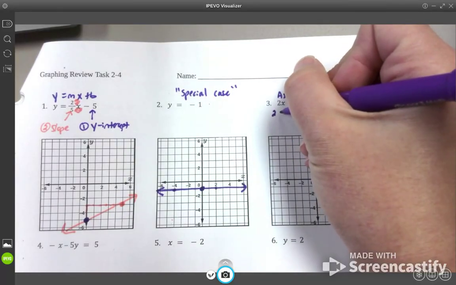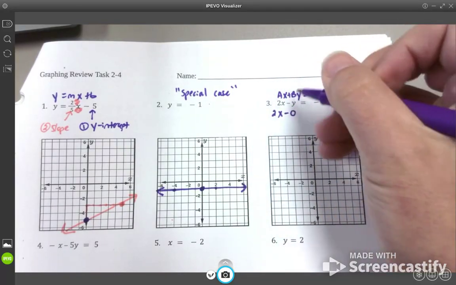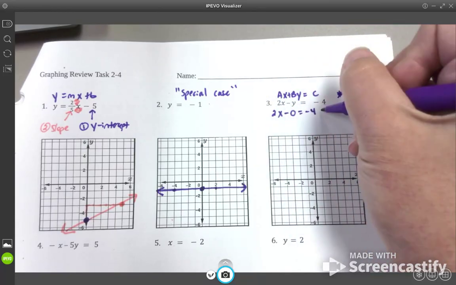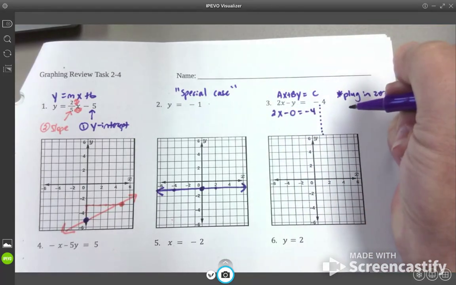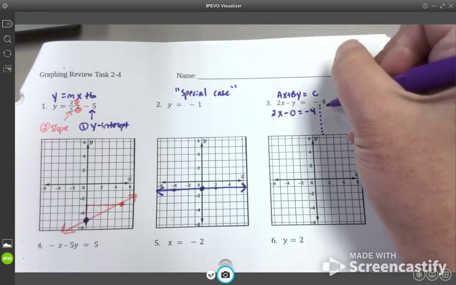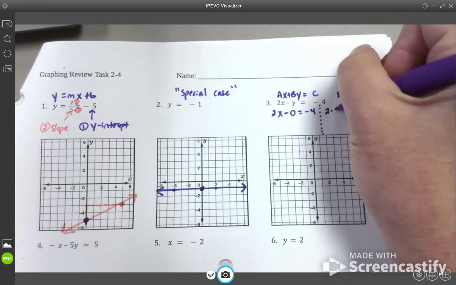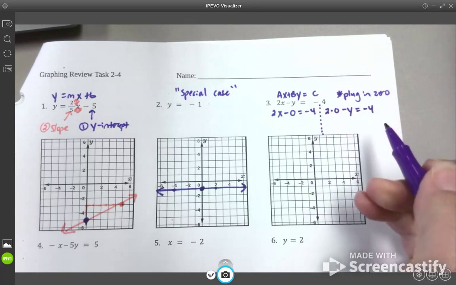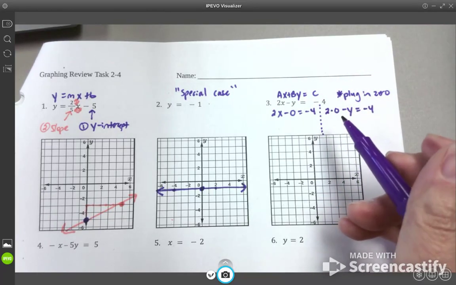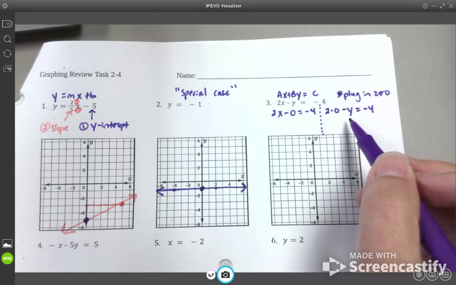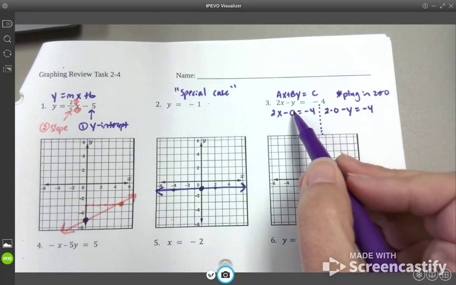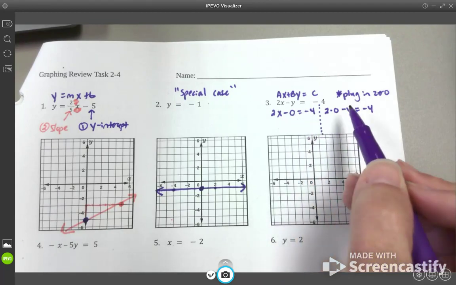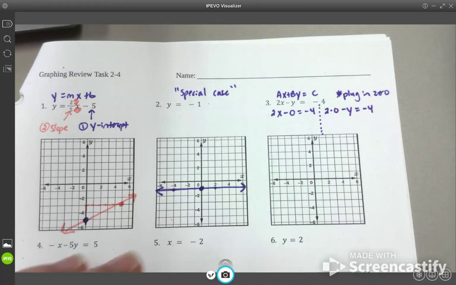So I'm going to do 2x minus 0, so first I'm plugging in 0 for the y, equals -4. I'm going to have that mini equation to solve. And then I'm also going to plug in 0 for x. So I'm going to do 2 times 0 minus y equals -4. So you're essentially solving for two things, your x-intercept and your y-intercept. You get them by plugging in 0 for y in the equation and then plugging in 0 for x in the equation. So you get your two answers.